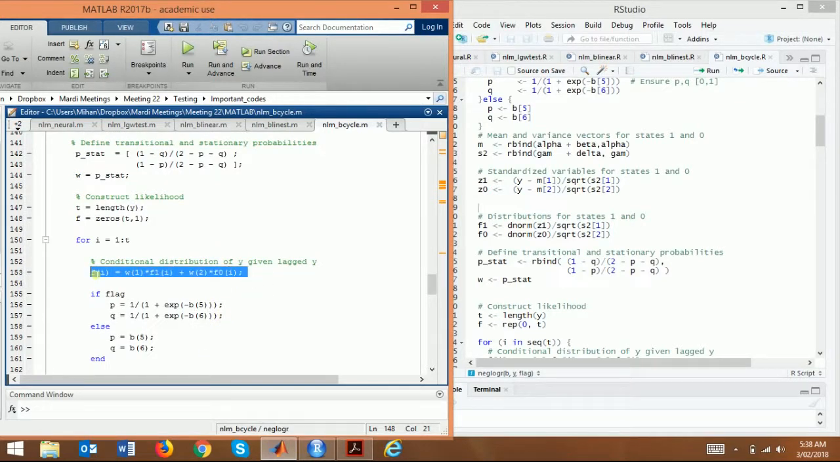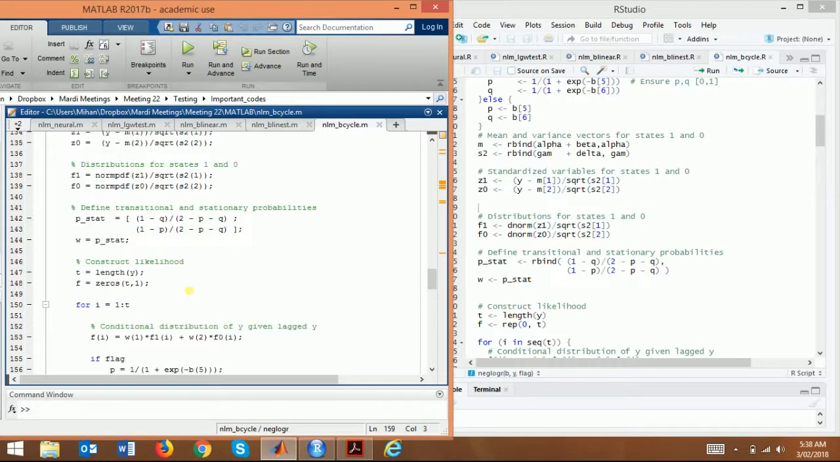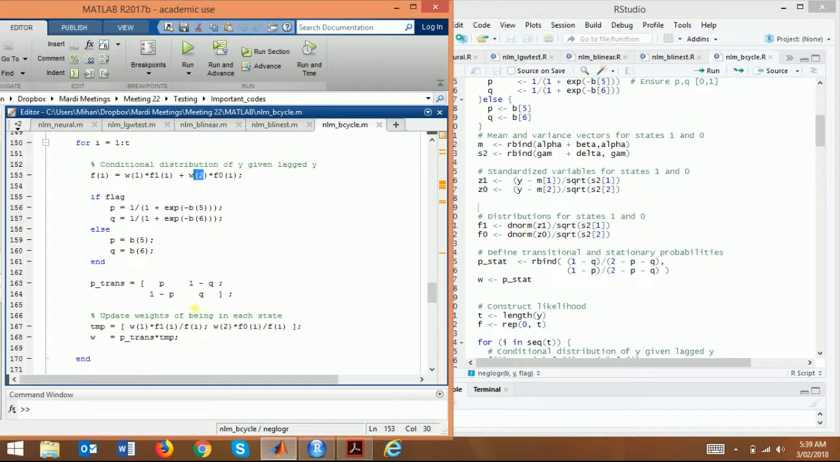So this is the equation. We are not thinking about the for loop yet. If there is flag, then P will be this, as we know. Otherwise, P will be B5, B6, and these P's will go in here. That will change the elements within W automatically. So when we call for a flag, then the P trans changes.